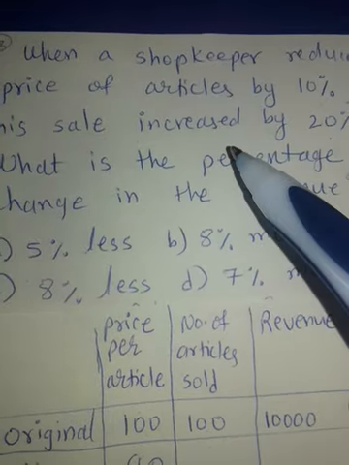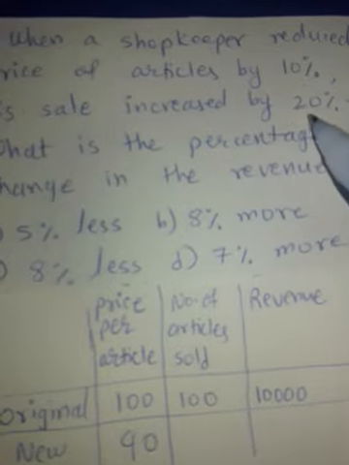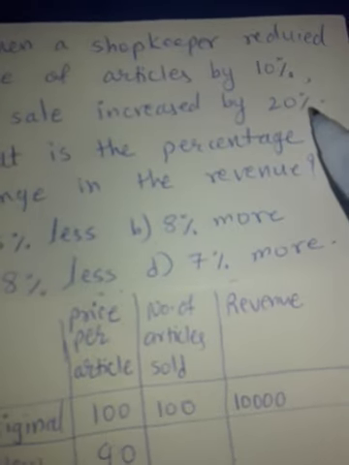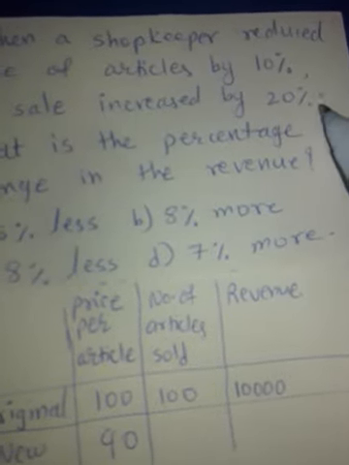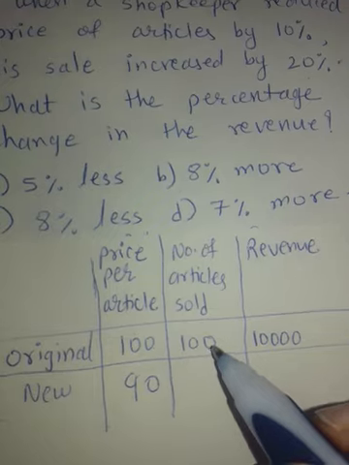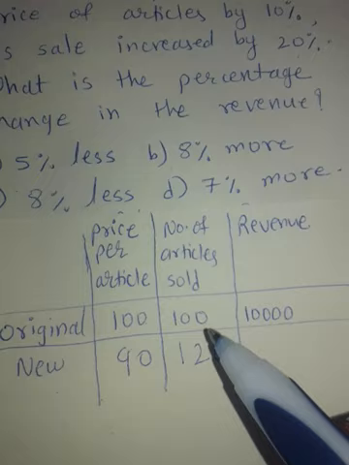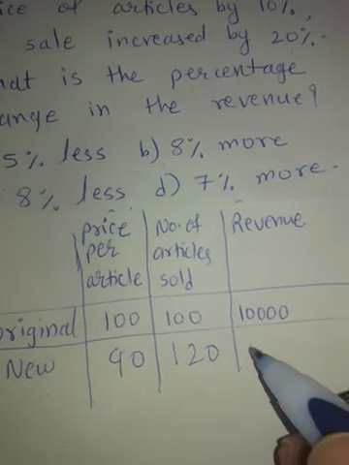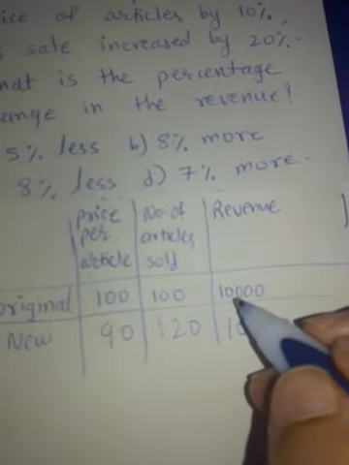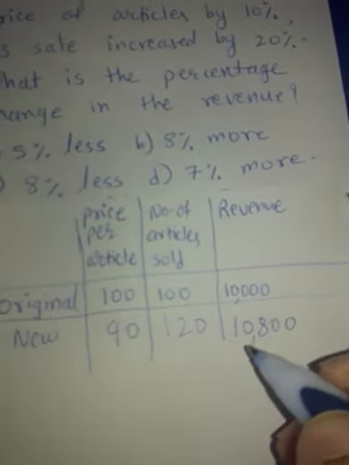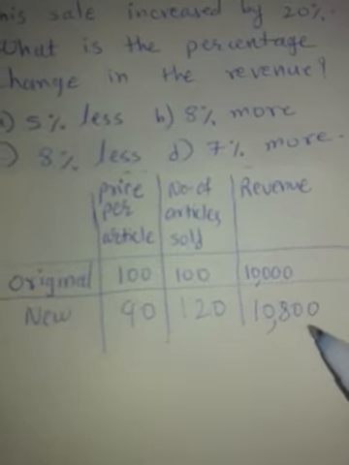Then what happened? Since price were reduced, there were more customers naturally, and his sales increased by 20%. That means if originally it was 100, now it is 20 more on that 100. That means now it is 120. If originally it was 100, now it is 120. So what will be his revenue? That is again this multiplied by this. So here original was 10,000 and new is 10,800.